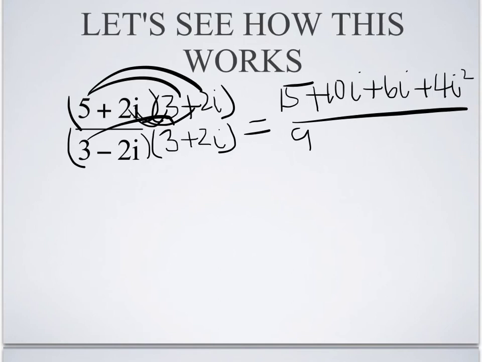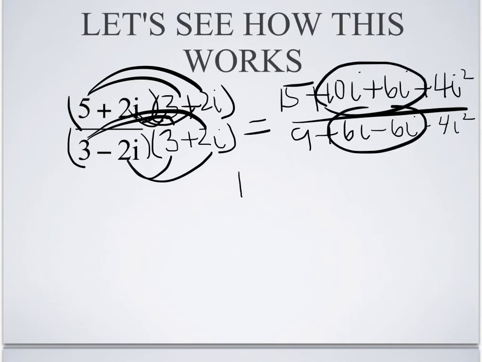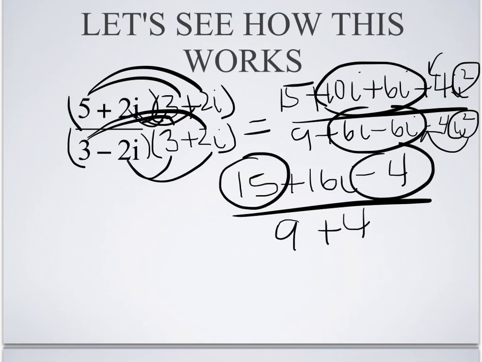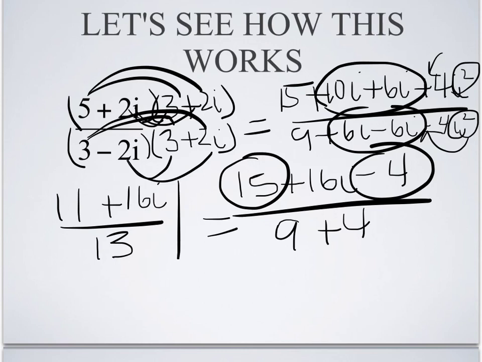In the bottom, 3 times 3 is 9. 3 times 2i is 6i. Negative 2i times 3 is minus 6i. Negative 2i times 2i is negative 4i squared. Combine like terms here and here. So we get 15 plus 16i. This i squared turns out to be positive, so 9 plus 4 on the bottom. So we get 11 plus 16i all over 9 plus 4, which is 13. And those three numbers are not divisible by the same number, so we leave it like that.